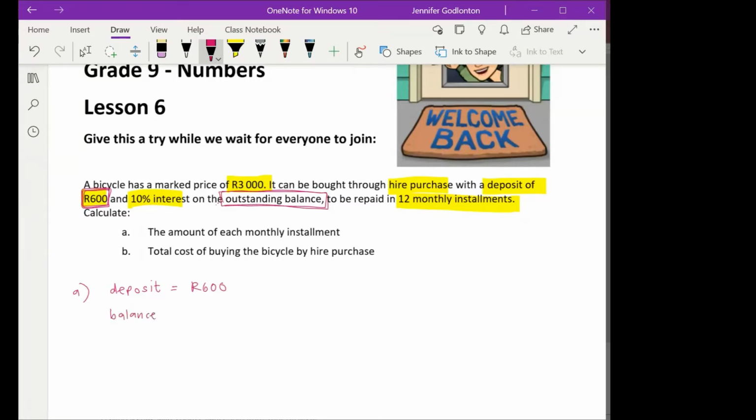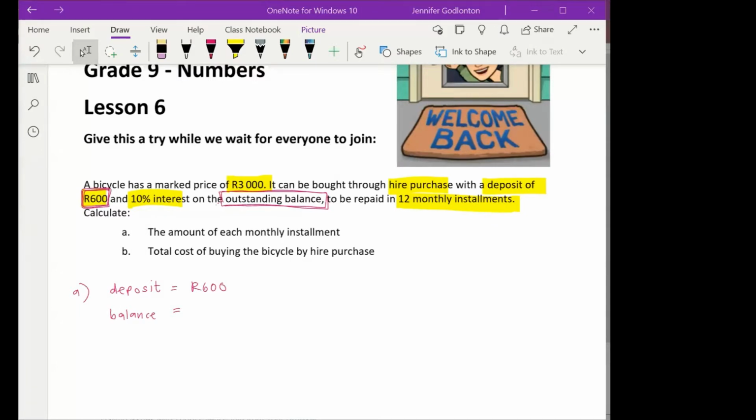Who thinks they can tell me, or write in the comments, what is my balance going to be? Remember, your balance is your amount minus your deposit. What is my balance going to be? Get those answers into the chat for me, or unmute and talk to me. I don't mind which one. All I want to know is what my balance is.